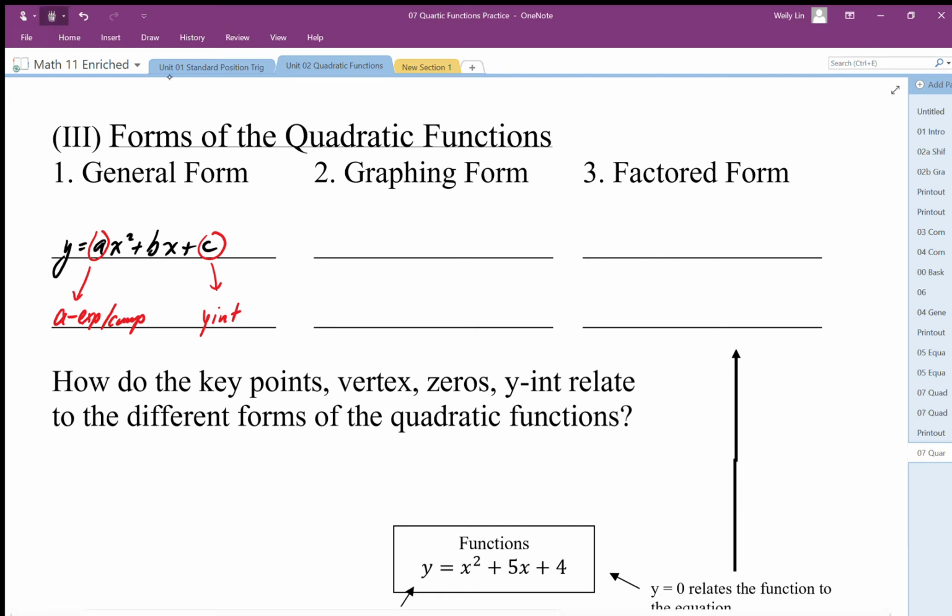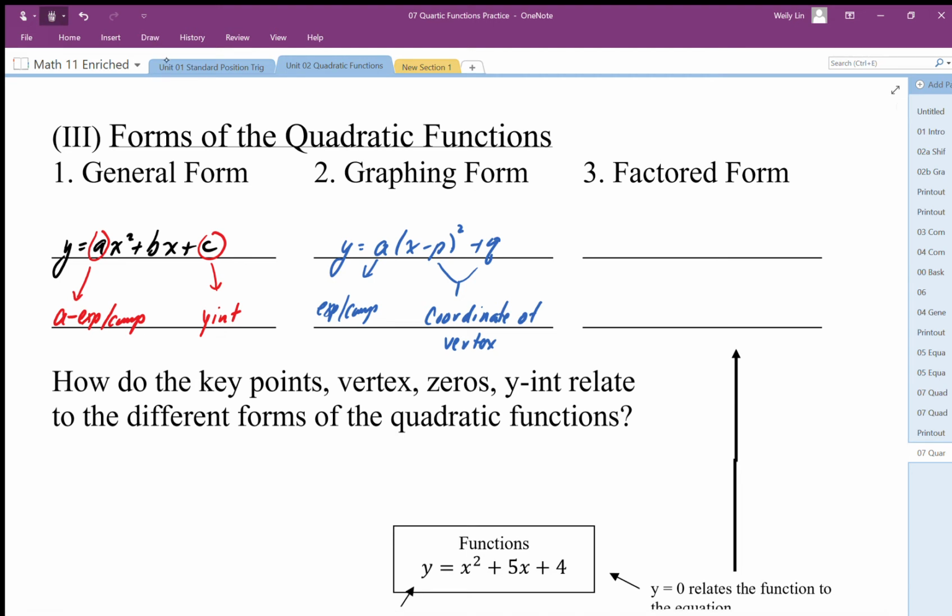The most useful form is probably the graphing form, because the graphing form gives us the coordinates of the vertex. And most importantly, the p value. So the a value is still the same, this is still our expansion and compression. But this represents the coordinates of the vertex. So when we have the opportunity, we want to probably try to put it into graphing form.